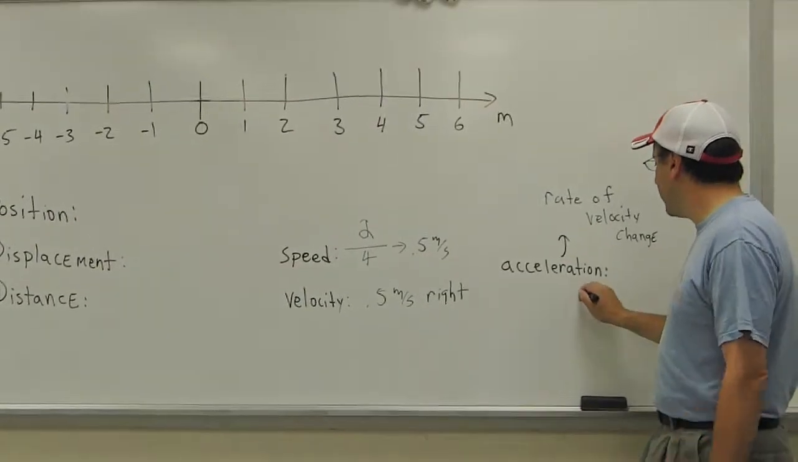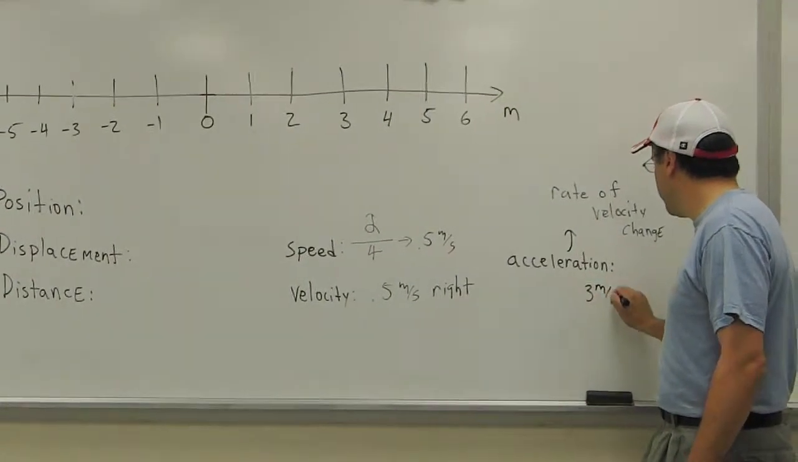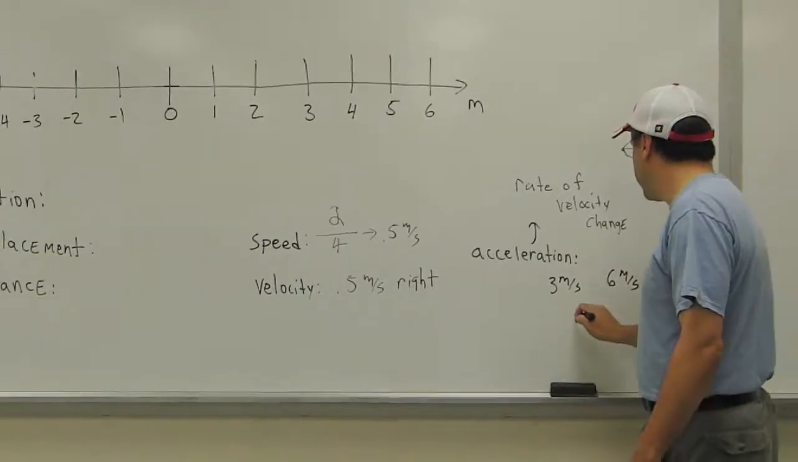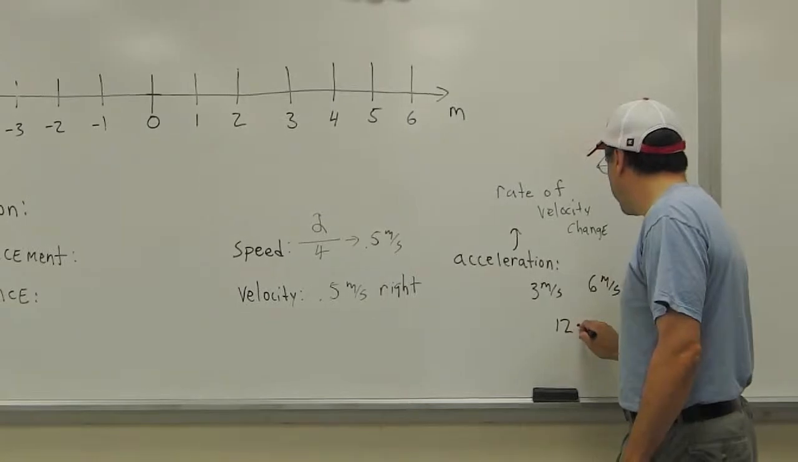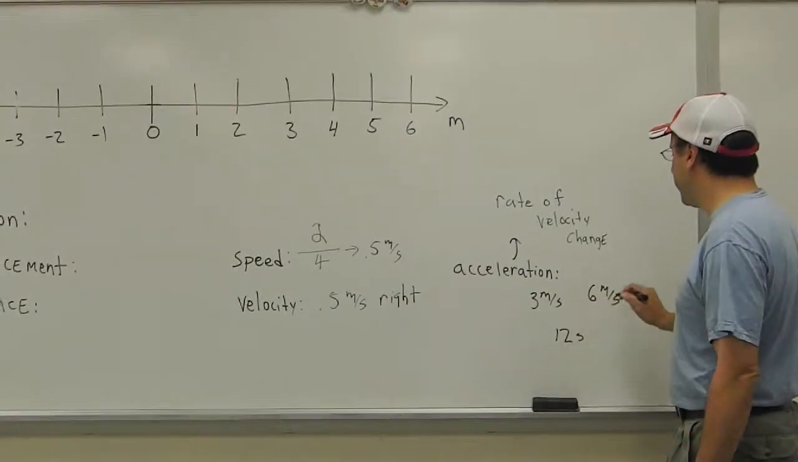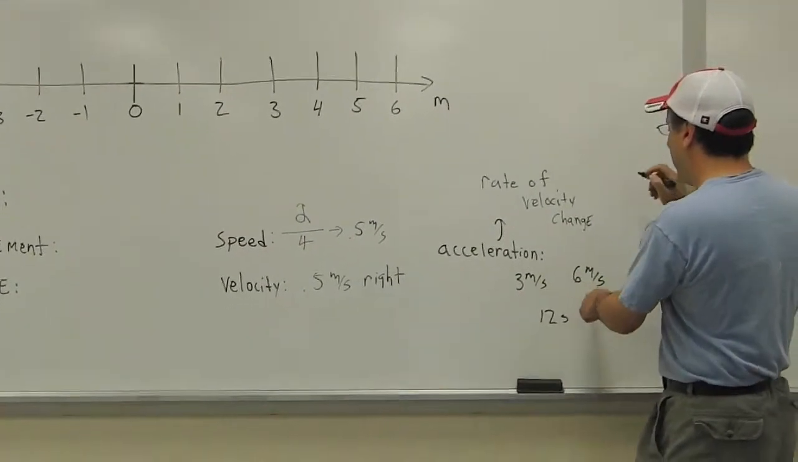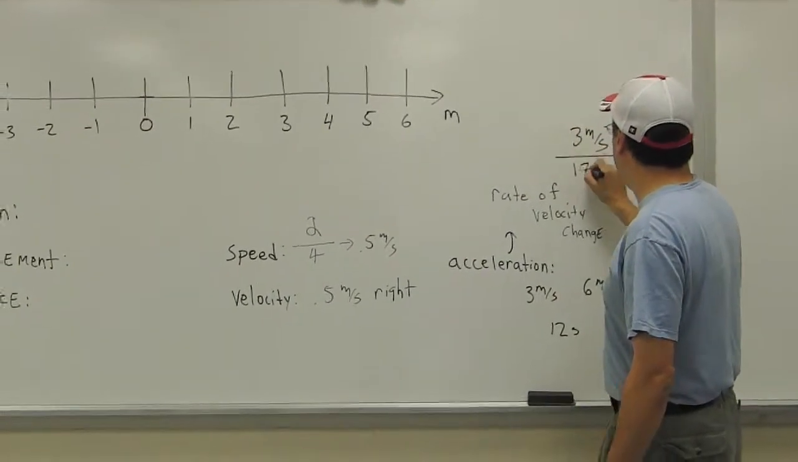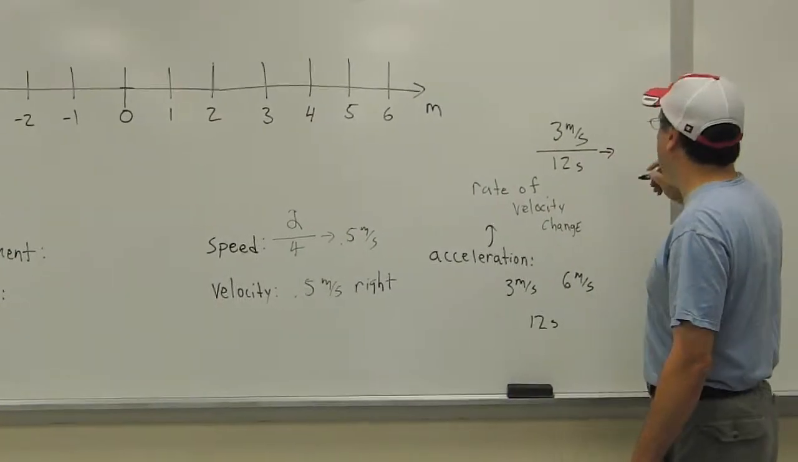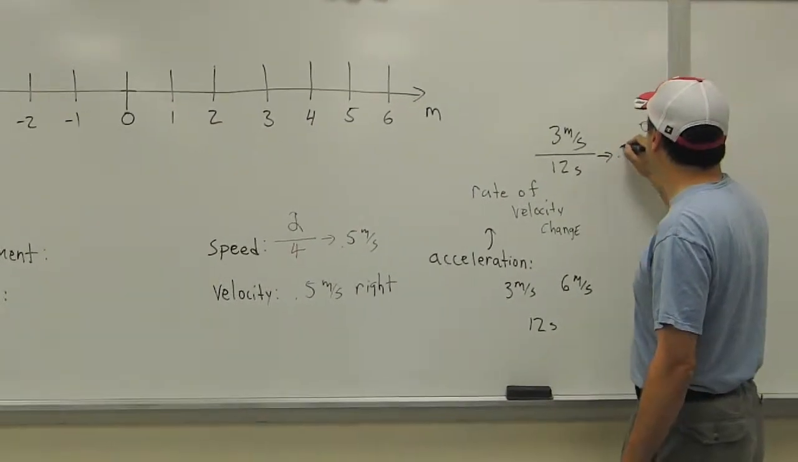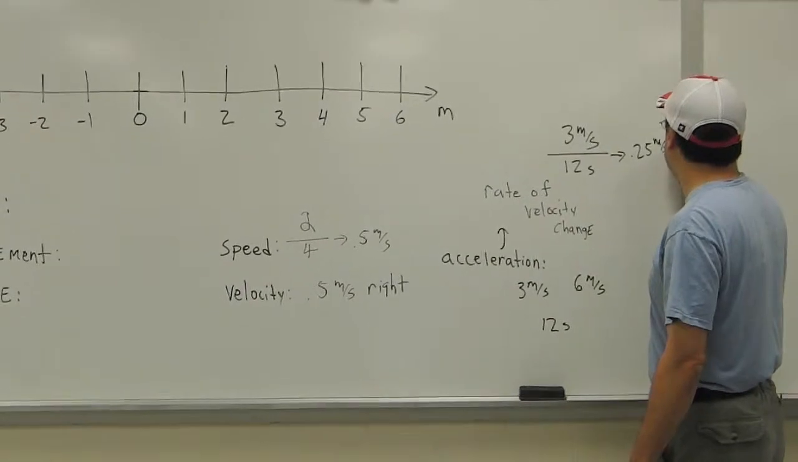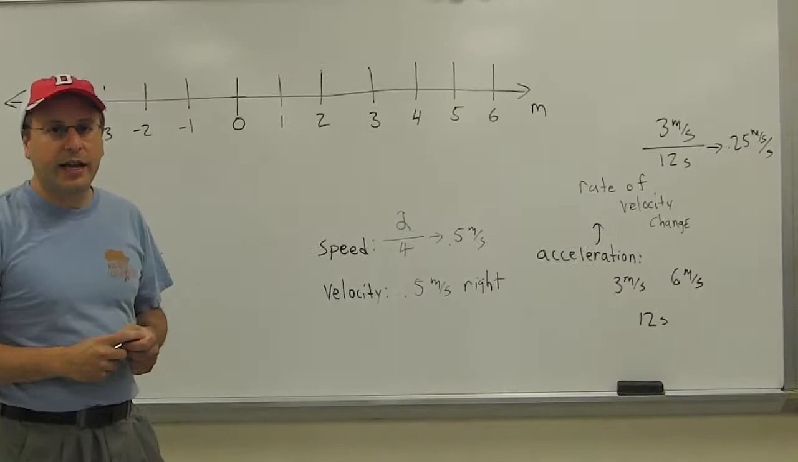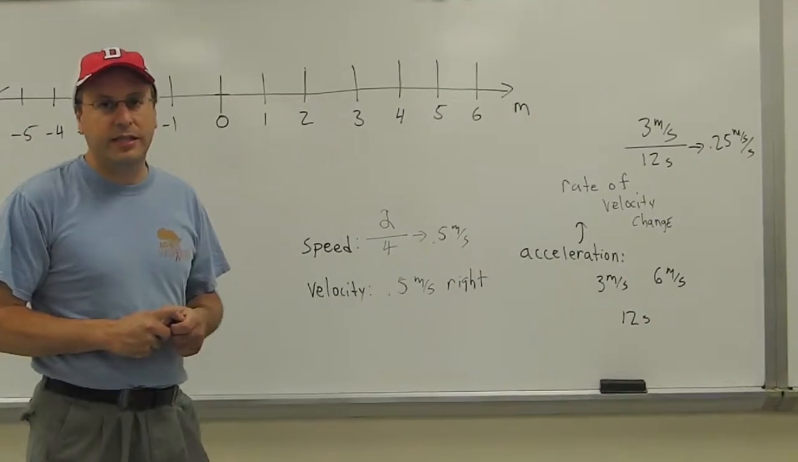So if chicken man starts out moving at 3 meters per second, and he gets up to a speed of 6 meters per second, and it takes him 12 seconds to do that, then his acceleration would be a change in velocity of 3, a time of 12, and that would mean he had an acceleration of 0.25 meters per second squared. And that unit tells you how much your speed increases each second.